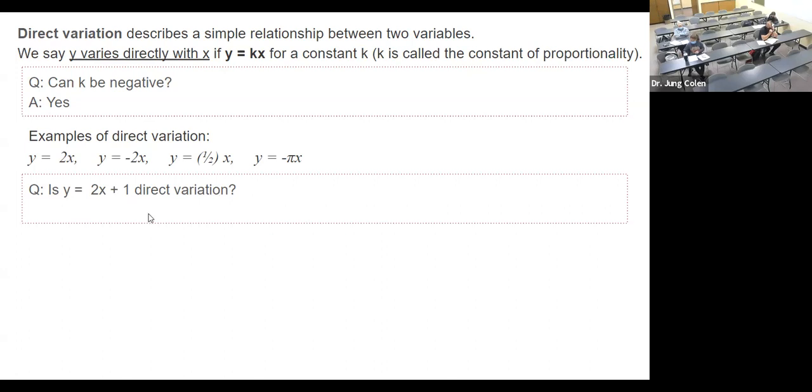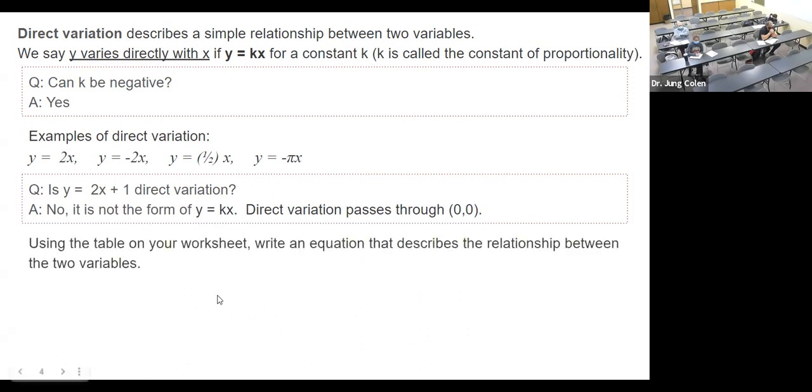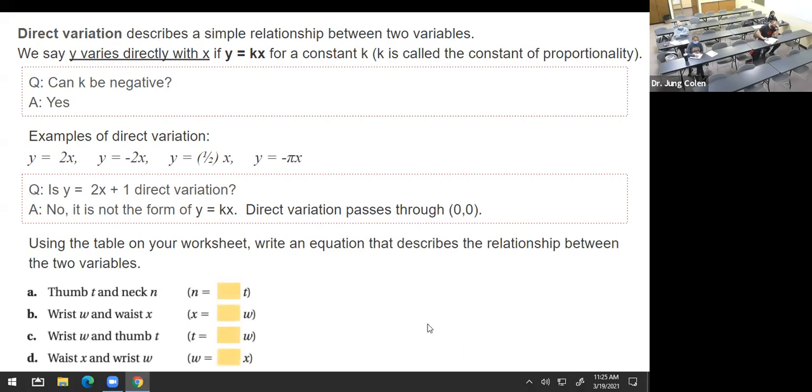So if you shift the graph from 0, 0, it is not a direct variation anymore, okay? So no, it's not the form of y is equal to kx. So it is not direct variation. You get the idea of a direct variation? Okay, awesome. So using the table on your worksheet, now can you write an equation? Can you write an equation that describes the relationship between the two variables? Like this. Can you fill up this blank?